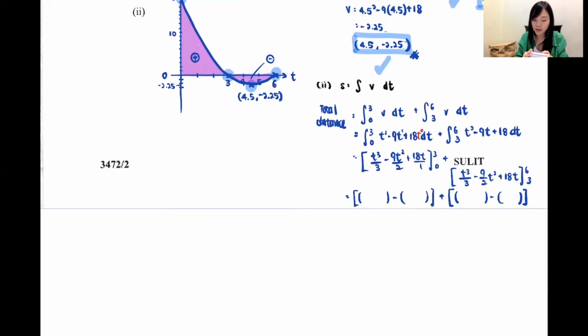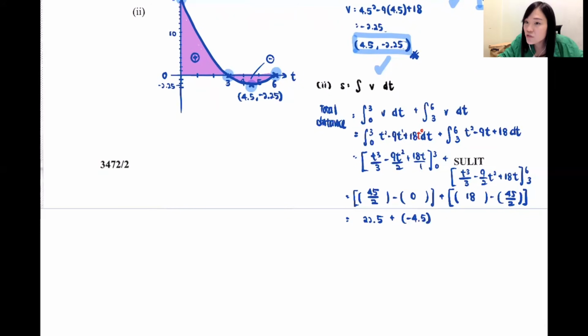3 cubed over 3 minus 9 over 2, 3 squared plus 18 bracket 3. 45 over 2. I sub 0, I get 0. This one also 45 over 2. 6 cubed over 3 minus 9 over 2, 6 squared plus 18, 6. This part I get 18. So 45 over 2 is 22.5 plus 18 minus 22.5, I get negative 4.5.